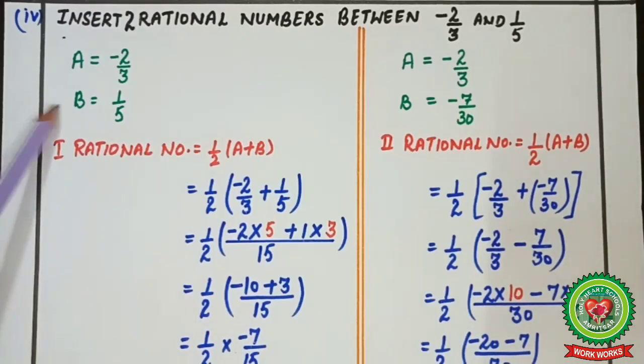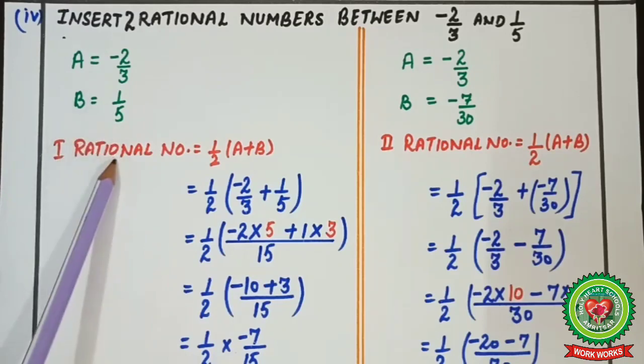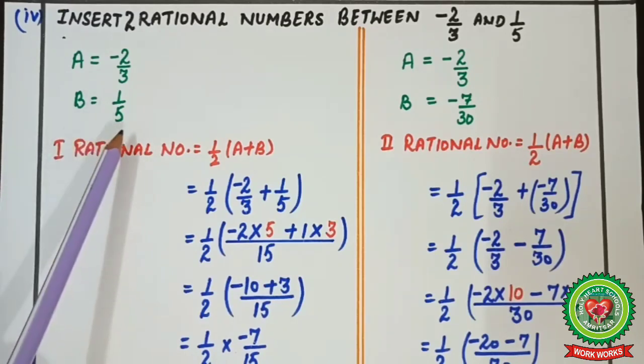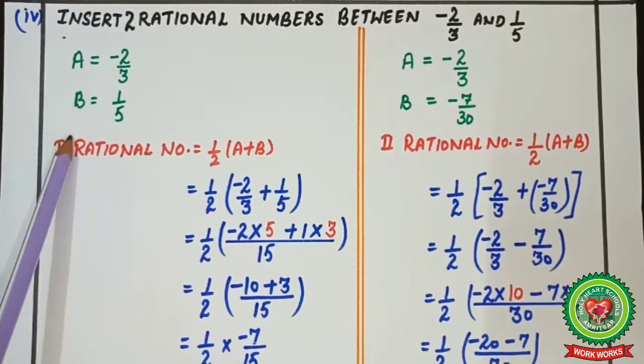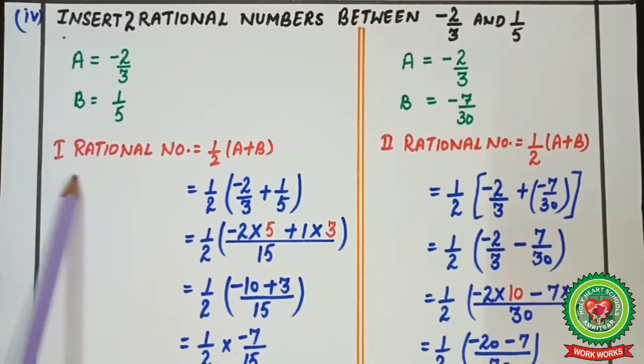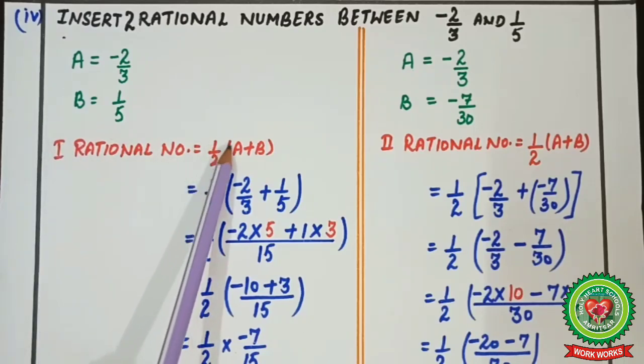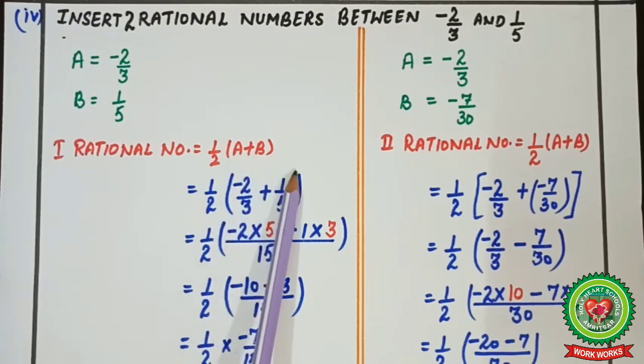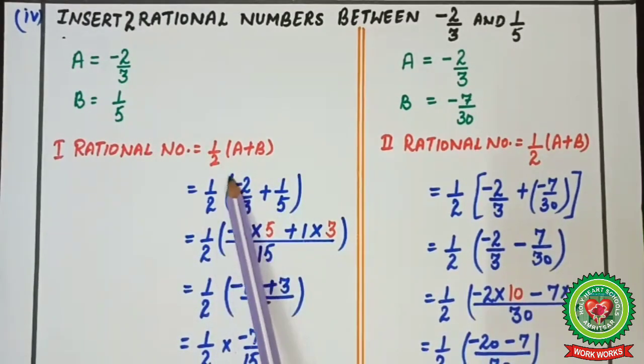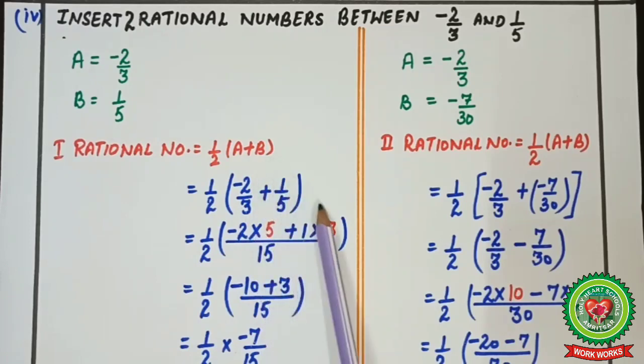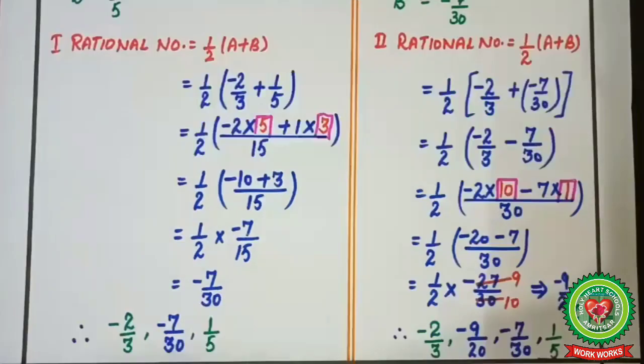Now I'm taking an example with one rational number with minus sign and another with plus sign. Here you will have a is equal to minus 2 upon 3 and b is equal to 1 upon 5. Always we have to take the values as a and b, right? So you will write here first rational number is equal to 1 upon 2 bracket a plus b. So 1 upon 2, the value of a is minus 2 upon 3 plus b value is 1 upon 5. Now here you will have the LCM of 3 and 5, so the LCM will be 15.